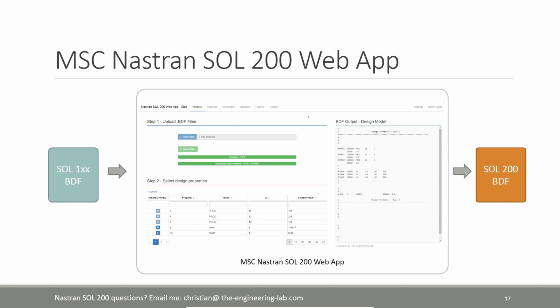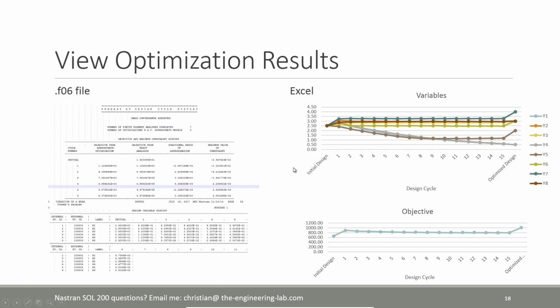Number 1, you need access to the web app. If you're a student or engineer, you can contact me at this email address at the bottom of the screen, and I will be more than glad to grant you access. This web app is what makes it possible to take an existing BDF file and convert it to Solution 200. Now let's go ahead and start the procedure.